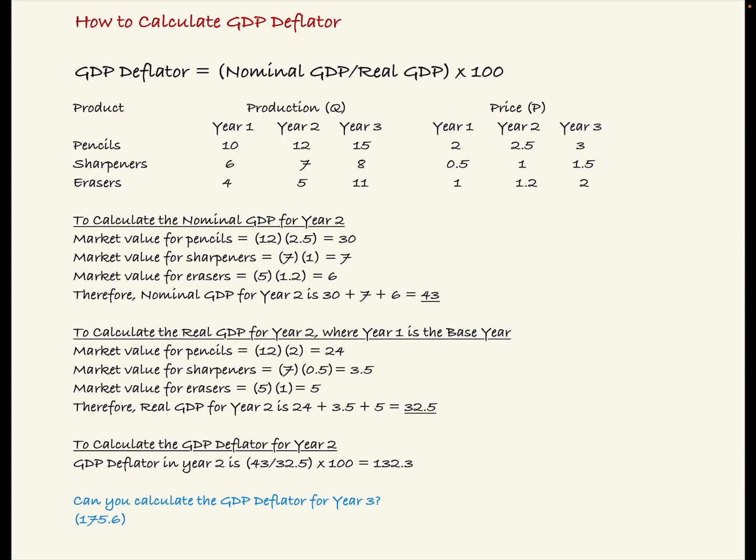Now we can calculate the GDP deflator for year 2 because we have both the nominal GDP and real GDP for year 2. So, the GDP deflator in year 2 is 43, which is our nominal GDP in year 2, divided by 32.5, the real GDP in year 2, altogether multiplied by 100, which equals 132.3. Now can you calculate the GDP deflator for year 3?